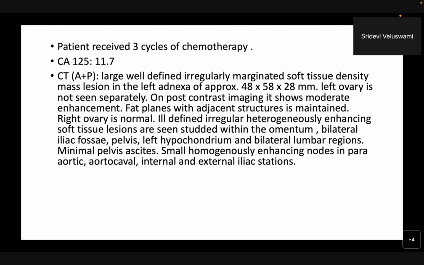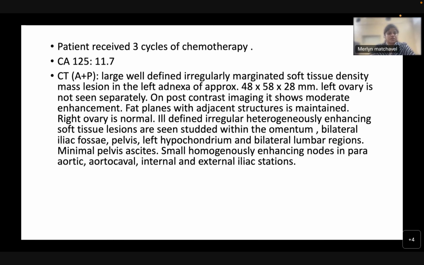Suppose this patient had involvement of the colon or small intestine, what will you do? If you have any doubts, you can ask us. We could go ahead with bowel resection. It would be an ultra radical surgery.